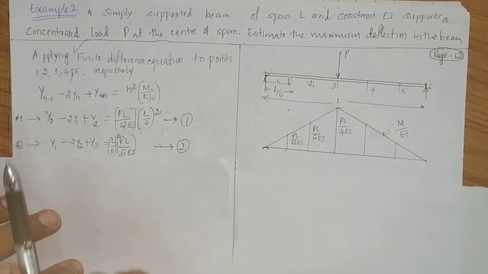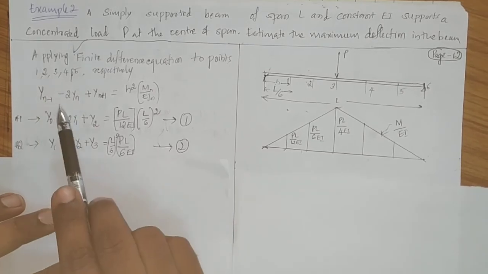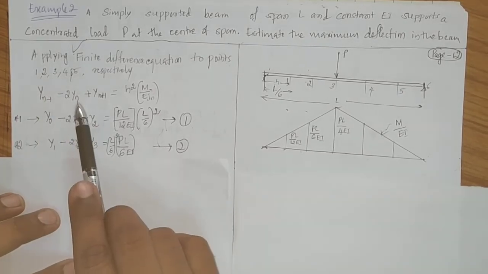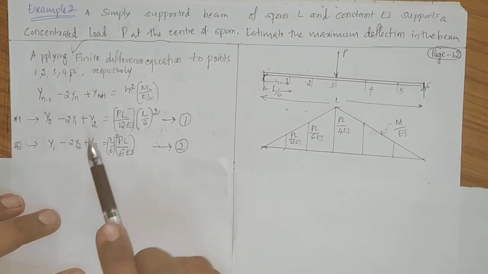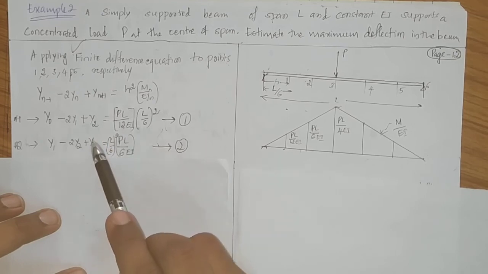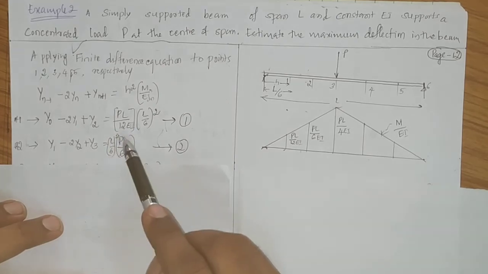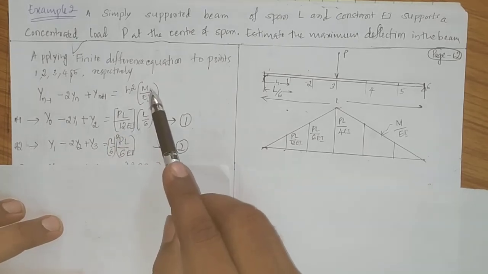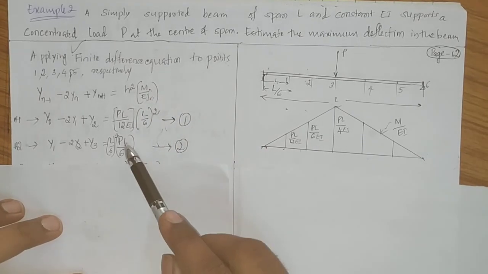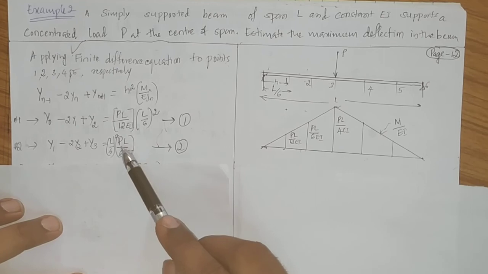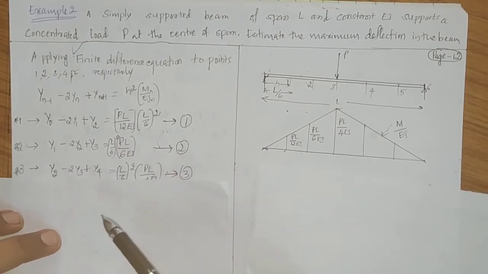Similarly, next at point number 2, n is equal to 2, 2 minus 1 is 1, so y1 minus 2 into y2. Next 2 plus 1 is 3, therefore y3, which is equal to h square, L by 6 the whole square, and the Mn value is nothing but PL by 6 EI. Substitute the value PL by 6 EI here, and that is equation number 2.